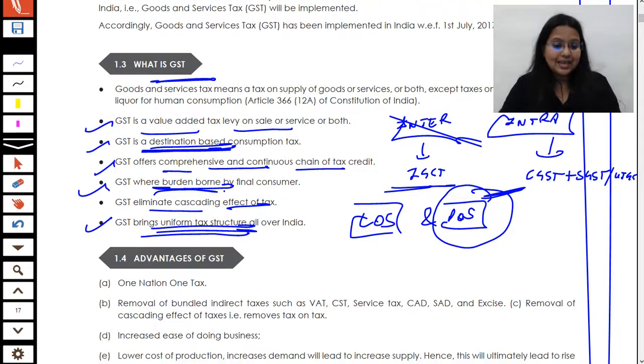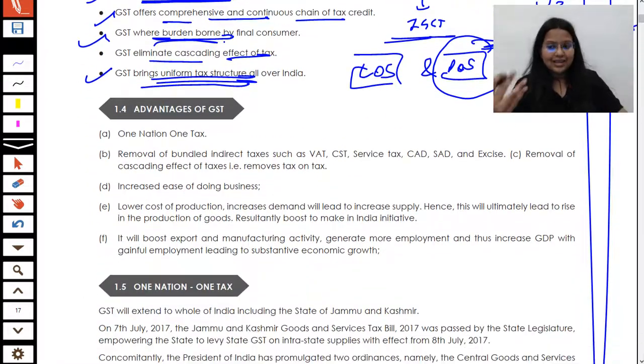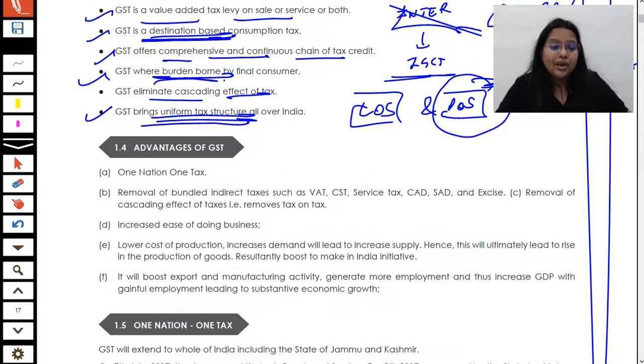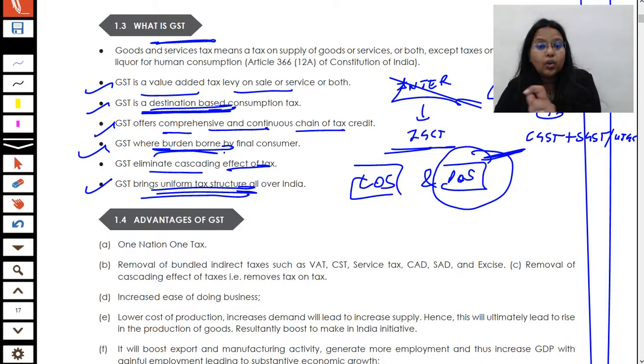Because, students, now there is a concept of one nation, one tax only. Okay. Now, what are the advantages of GST? Yes, there is also an important feature of GST. Students, GST means a tax on goods or services or both. But GST does not levy on alcoholic liquor for human consumption.